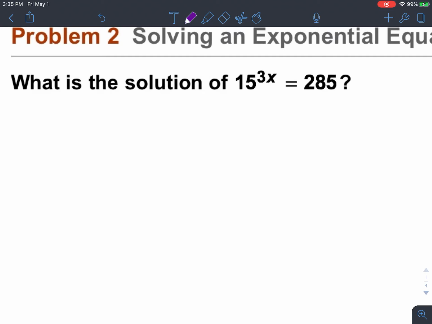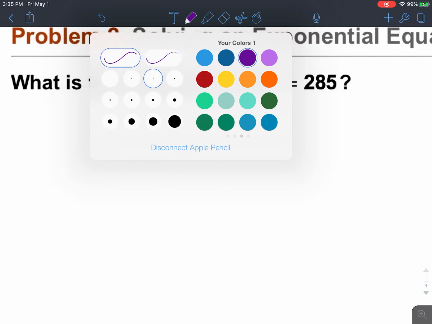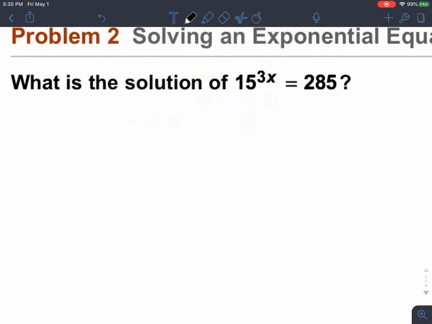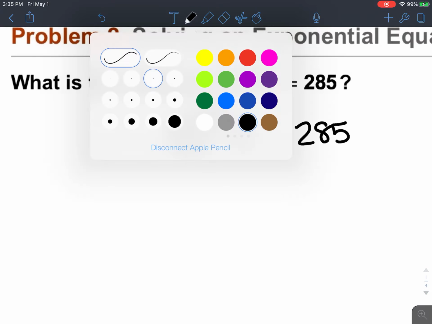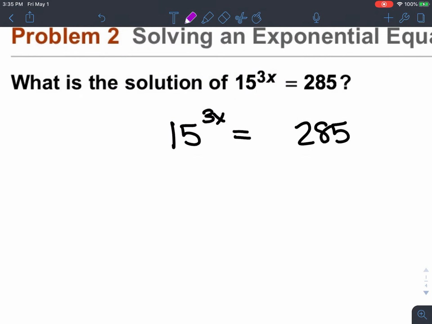So we have 15 to the 3x equals 285. So the first thing I'm going to do is I'm actually going to rewrite it down here because I'm going to need a little more space. So you got to think to yourself, I want the x. The x is in the exponent. How do I get him out of there? A log. That's the whole purpose of logs. Logs get exponents and take them out.